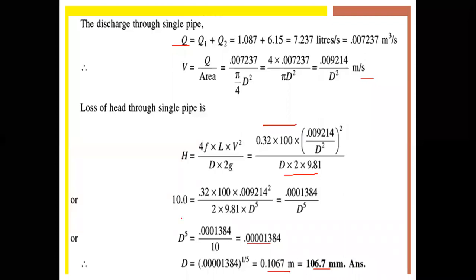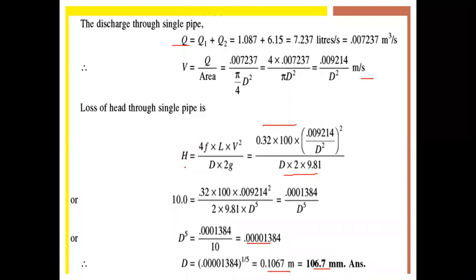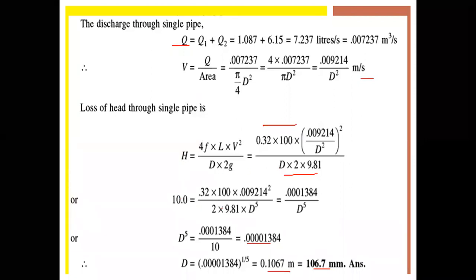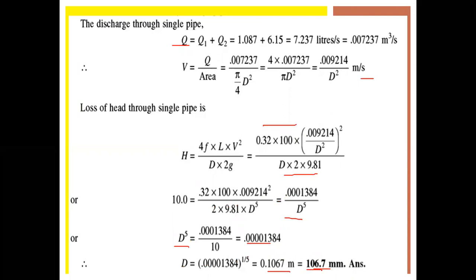So the discharge through pipe AC, therefore H is equal to 10 equals 32 into 9.81 into 9, 214 divided by 2.991 into 9.81 to the power of d to the power of 5. Therefore, keep on substituting these values. So from here, d to the power of 5 is equal to so and so. Therefore, d is equal to 106.7 mm. So this is the diameter of this pipe.